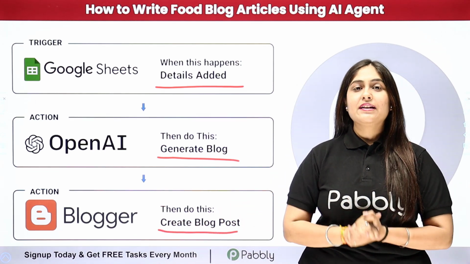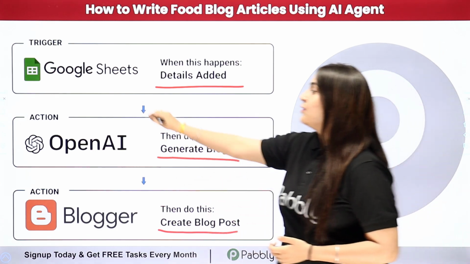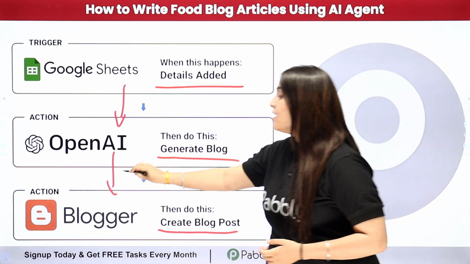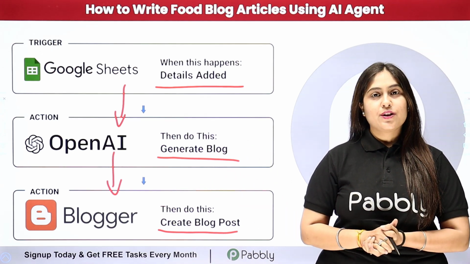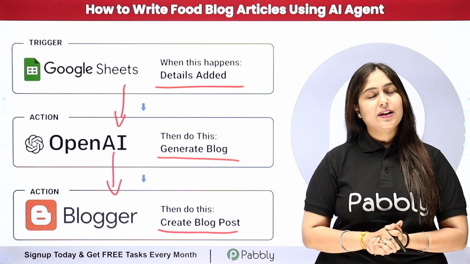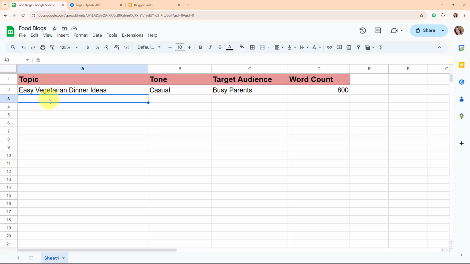So now here to automate the entire process, I need to connect my Google Sheets with OpenAI and Google Blogger account using an automation software named as Pabbly Connect. So to see the working of this automation and to learn this process step by step, let me take you to my screen. Welcome to my screen.